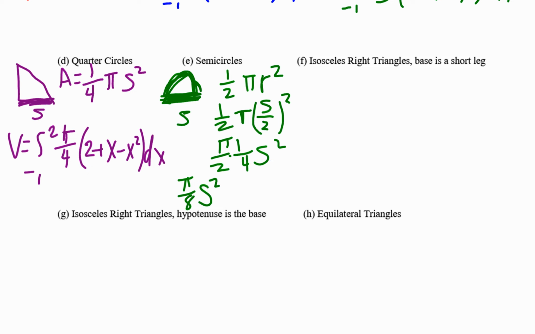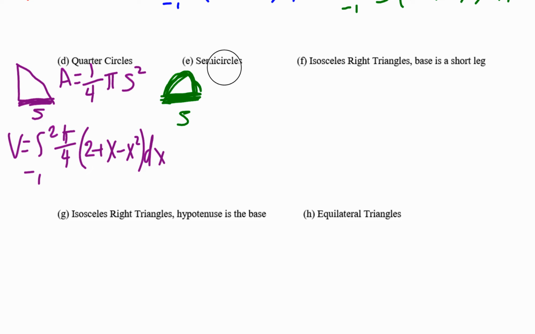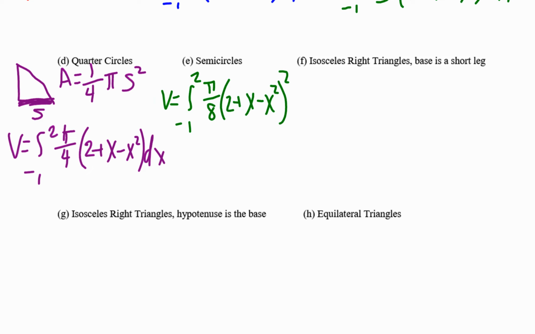All right, let me clean this up. So then our volume is going to be given by pi over 8 S squared.